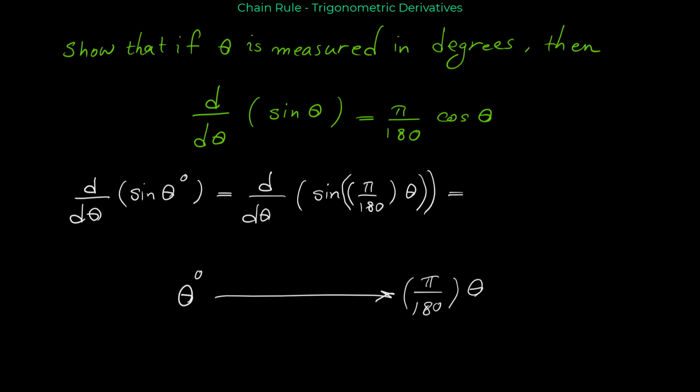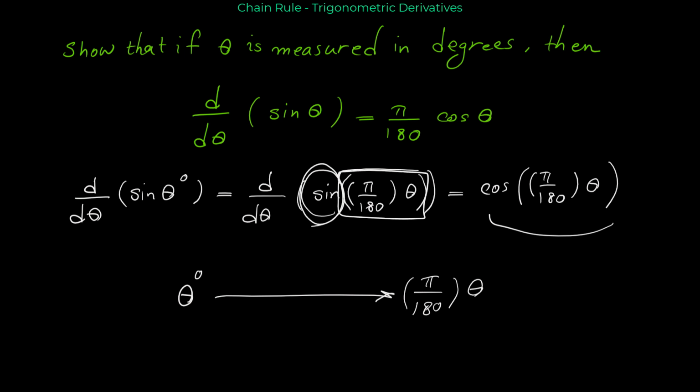What was the derivative of sine? The derivative of sine is cosine. So we have cosine of pi over 180 times theta. But this is only the derivative of the outside function. You have to multiply it by the derivative of the inside. What is the derivative of pi over 180 times theta?